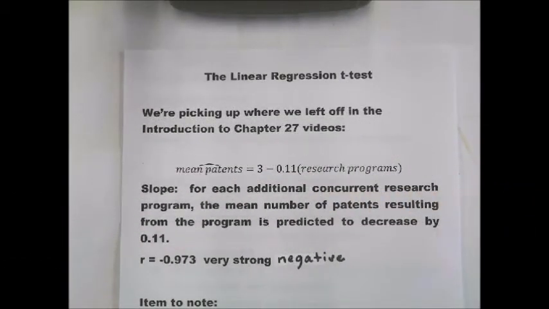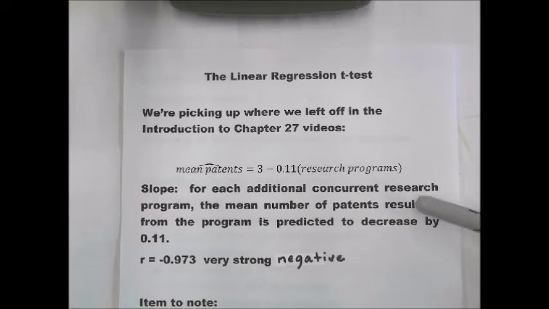Okay, so let's pick up where we left off on the last video. The last video was just a review of first semester linear regression analysis concepts. And the problem was all about pharmaceutical companies and the number of research programs that they run concurrently and the average number of patents that result from each of those programs. And the data produced a line of best fit right here.